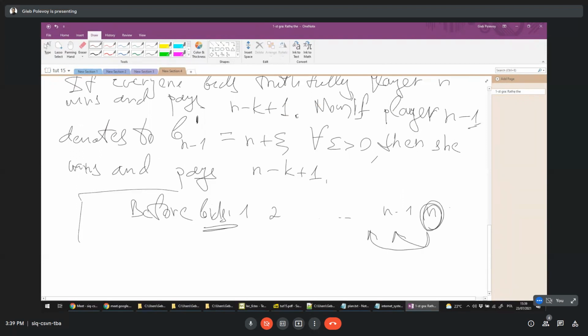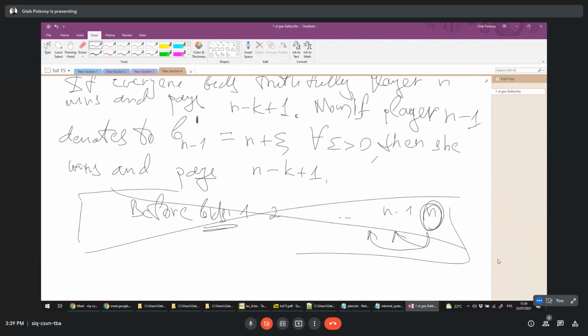And let's move to the no. It's important to talk about the price. You need to show it's a strict improvement. But I just want to go step by step. So player n minus 1 deviates by bidding n plus epsilon for any positive epsilon. Epsilon can be huge. It doesn't matter as long as it's strictly positive. She wins. What does she pay? She pays n minus k plus 1.